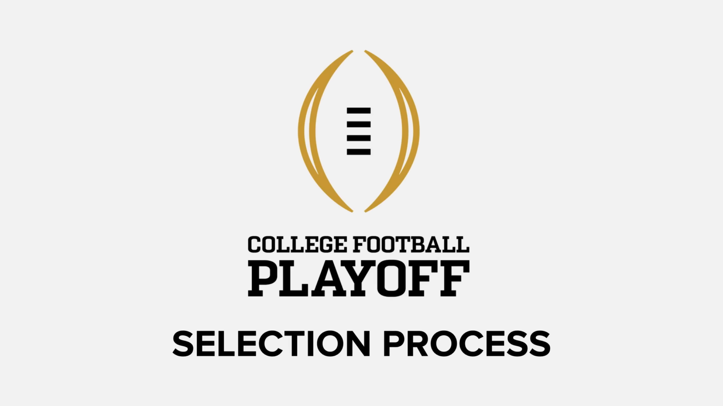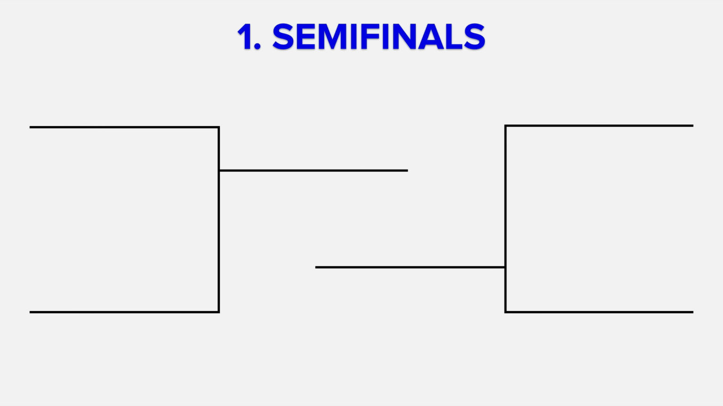The college football playoff selection process may seem complicated, but it's actually not. Just think about it as having three phases. The first phase is setting the semifinal games. The number 1 team plays the number 4 team in whichever of the semifinal games is closest to number 1, and number 2 plays number 3 in the other.